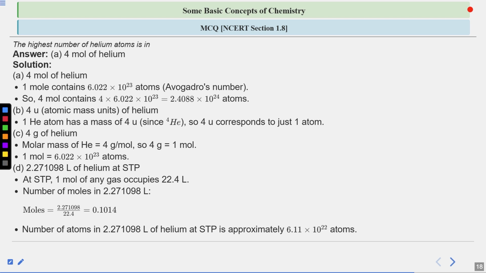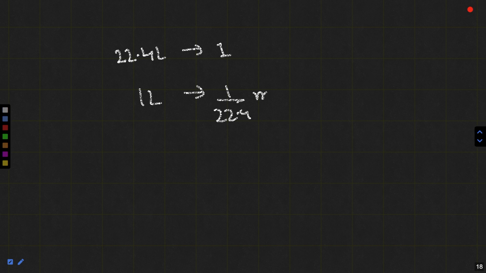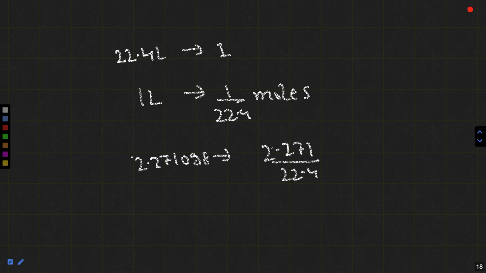Okay. So, I have a thing to tell you. Just try to understand this concept. We know that 22.4 liter has 1 mole. Therefore, 1 liter will have 1 by 22.4. So, it's easy to understand. I'm just making a revision of it. Therefore, 2.271098 will have 2.271098 by 22.4 mole. So this is the way you solve it, right?